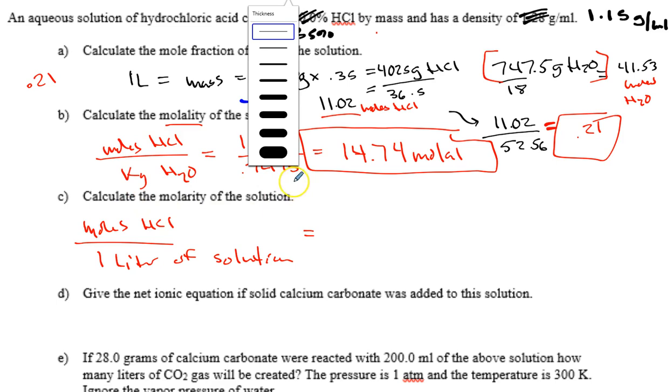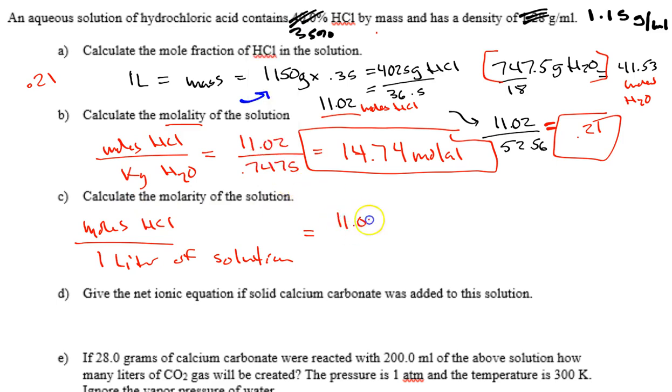So I have my moles is 11.02. All right, and I need it over 1 liter of a solution, which I already had because I put it right here. So it's just a 1. So I end up with 11.02 molar solution.